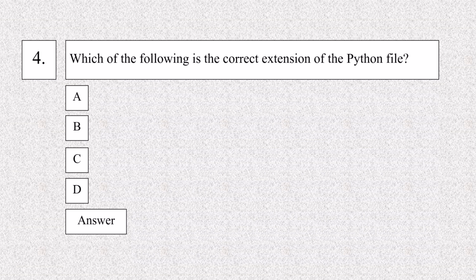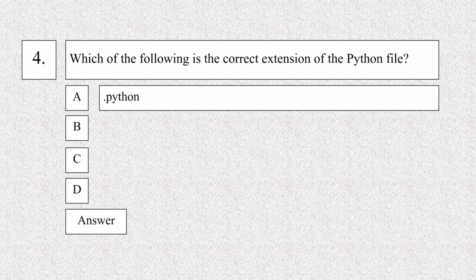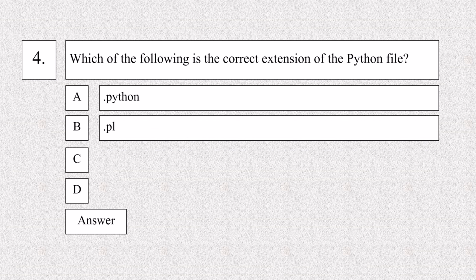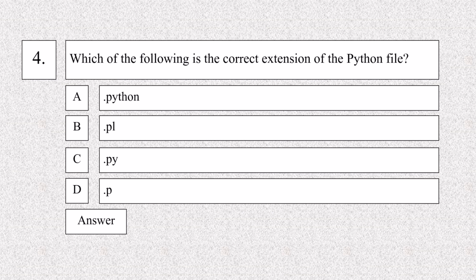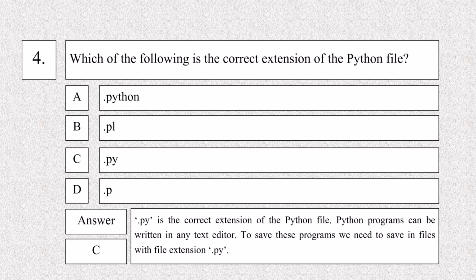Question 4. Which of the following is the correct extension of the Python file? Option A, .python. Option B, .pl. Option C, .py. Option D, .p. The correct answer is option C, .py.